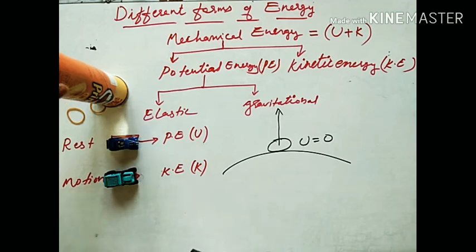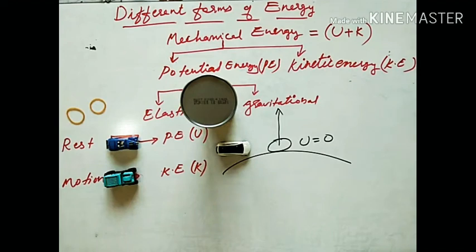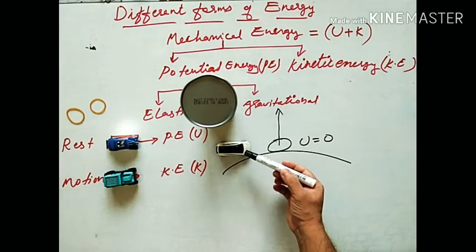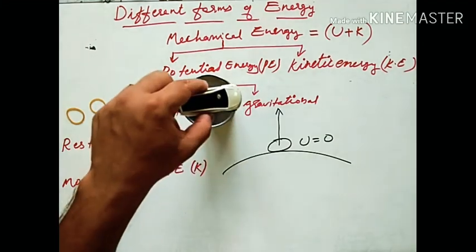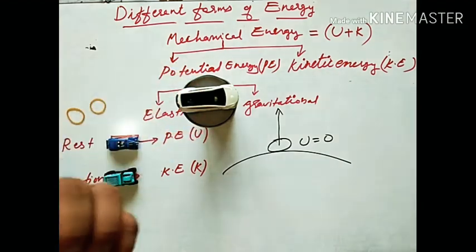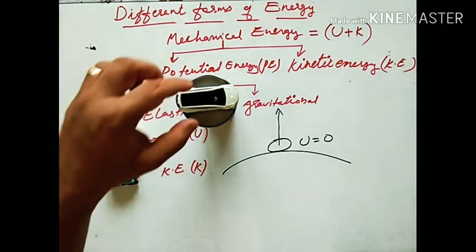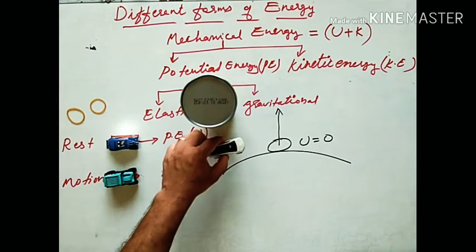Now this car was lying on the surface of the earth. It has gravitational potential energy 0. I am keeping the car at a certain height. It gained height, and now this object possesses gravitational potential energy. How does it possess gravitational potential energy? Because I am lifting this body up.